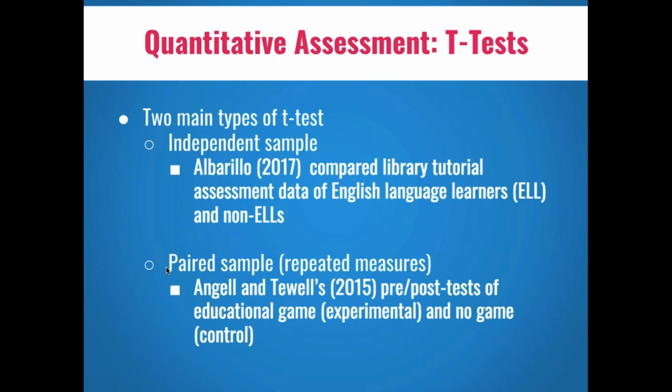The other type is called paired samples t-tests, also known as repeated measures. These entail testing the same group of participants at 2 distinct points in time, sometimes after an intervention. With a paired samples t-test, you can examine differences in scores across time.